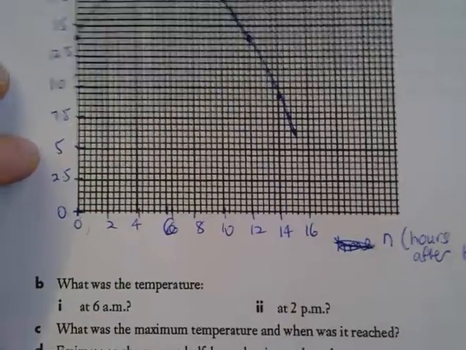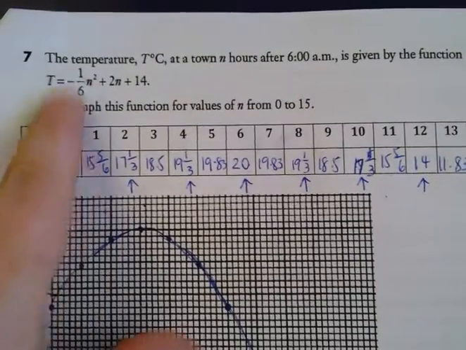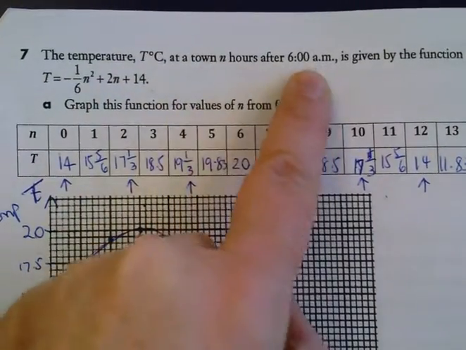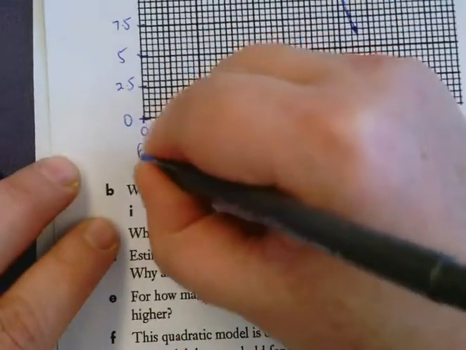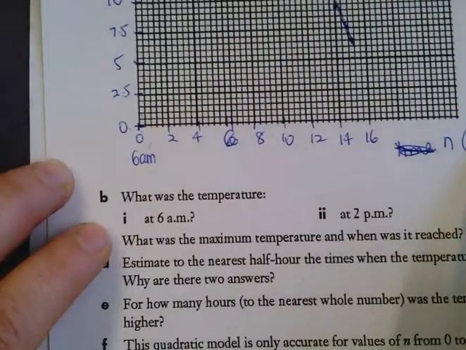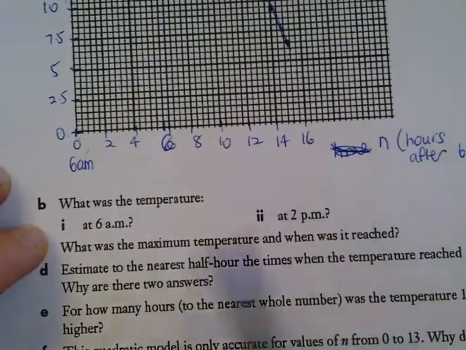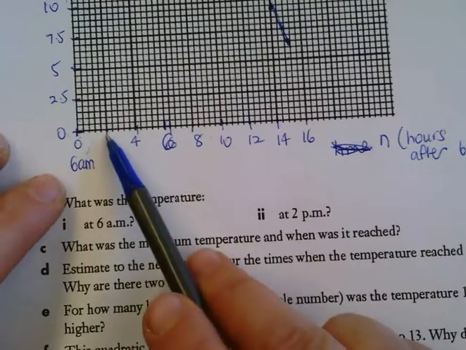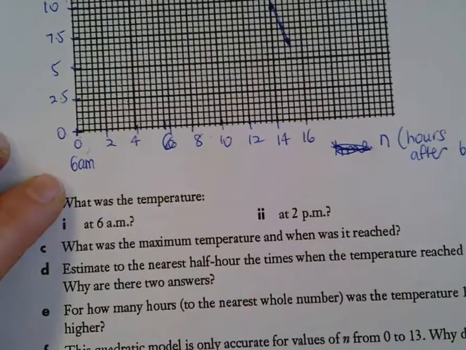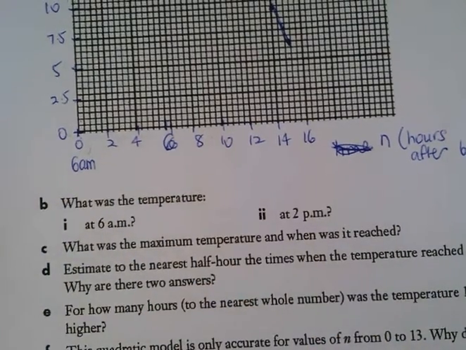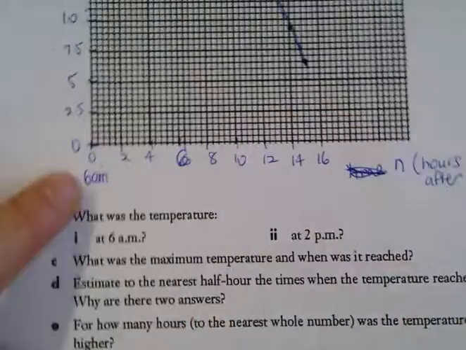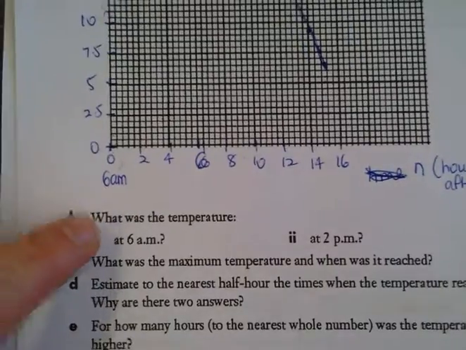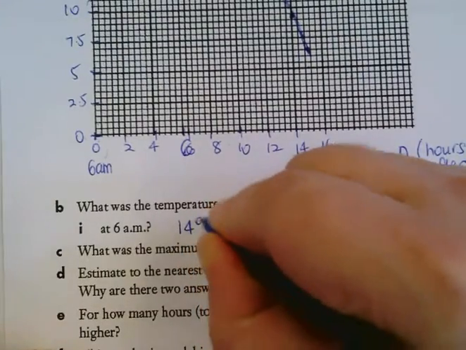At 6 a.m. Now you've got to read the context of the question. It's n hours after 6 a.m. So these aren't the times down the bottom. This here is 6 a.m. because n is the hours after 6 a.m. All right? So 2 is actually 8 a.m. So you've got to read the question carefully. So what was the temperature at 6 a.m., girls? That's the start time. It was 14 degrees.